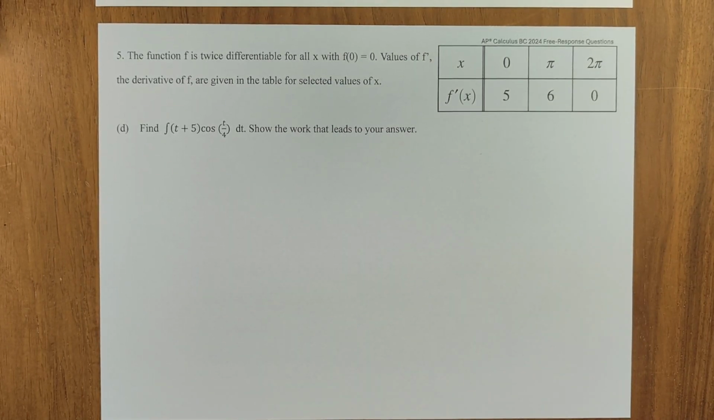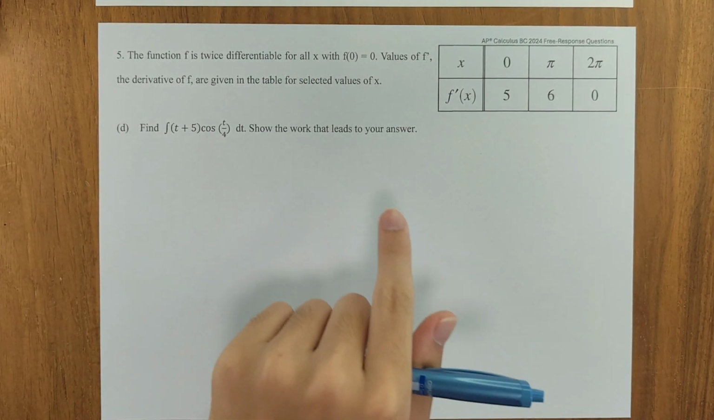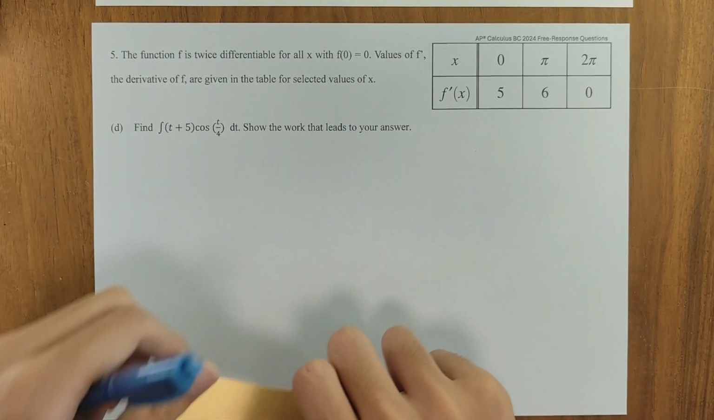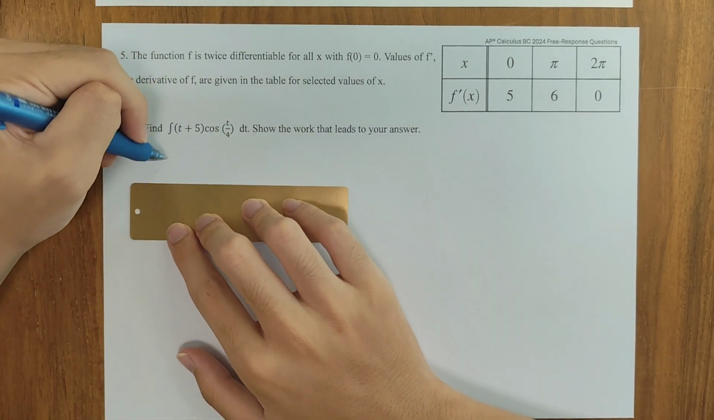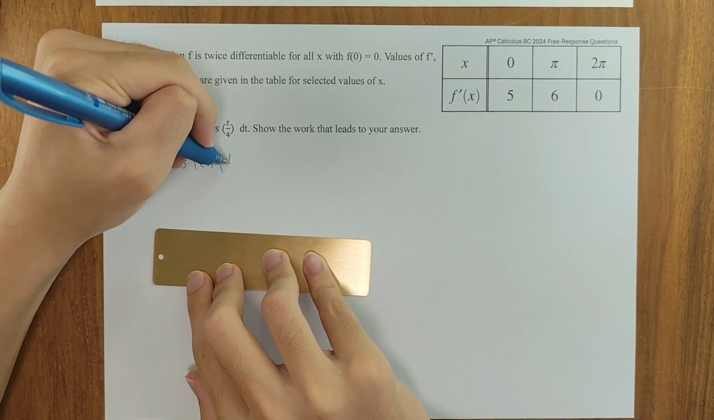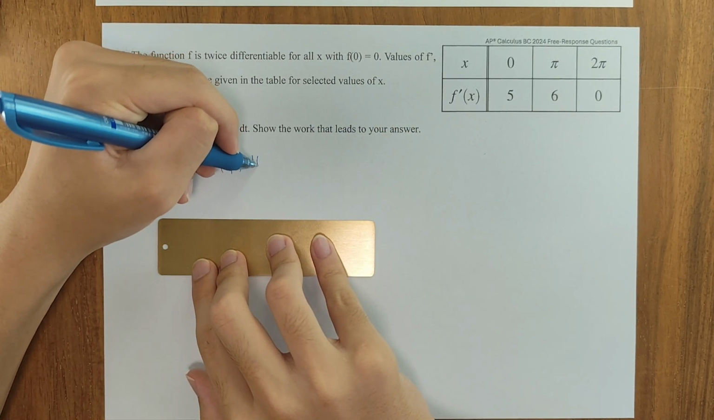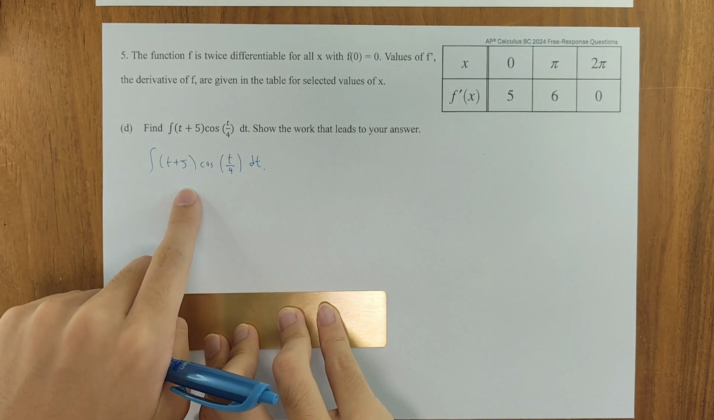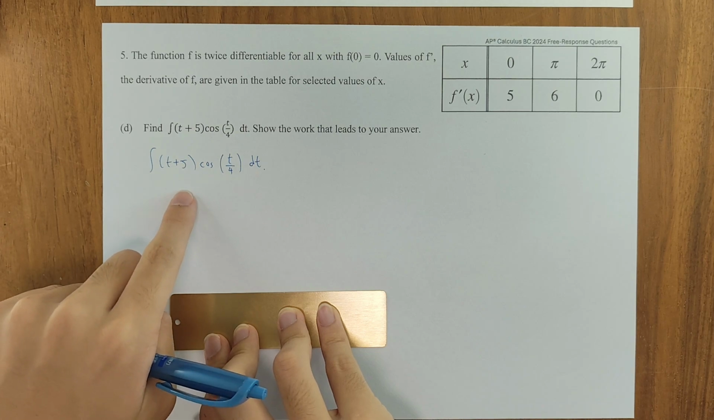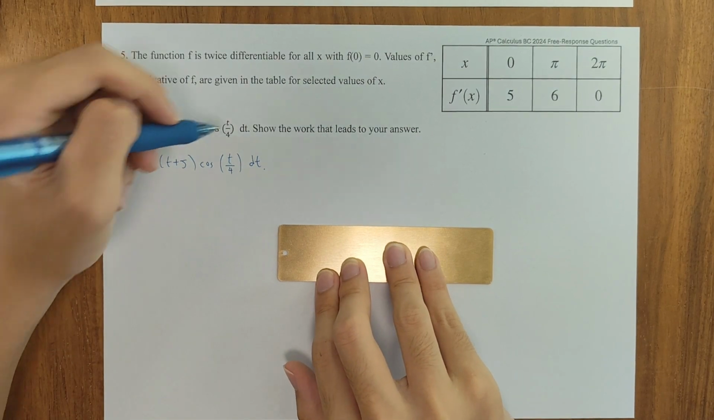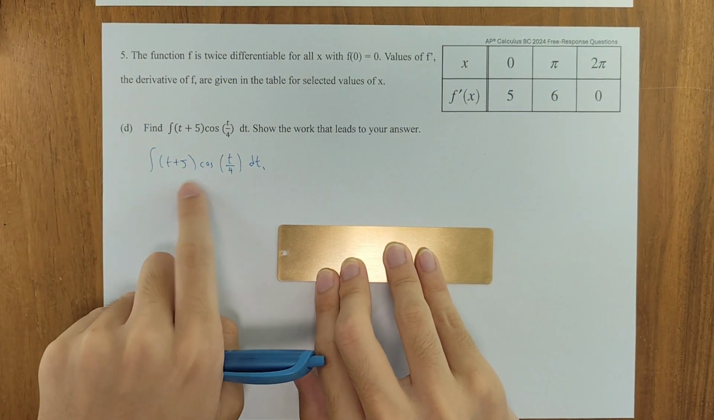Okay, question D, the last question for question 5. Find this integral and show the work that leads to your answer. This question is kind of not related to question 5. We are trying to find the integral of t plus 5 times cosine of t over 4 dt. How do we find this integral? If we use substitution, there's not much way, and partial fractions will not help here.